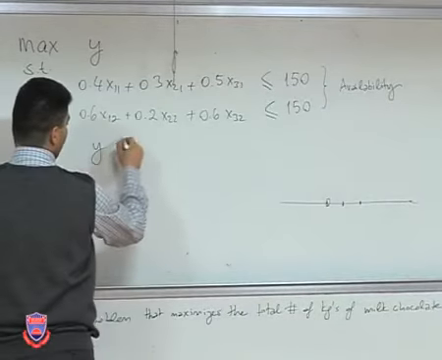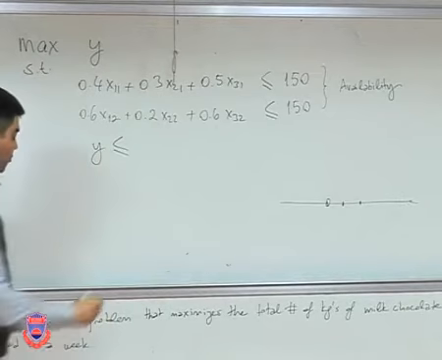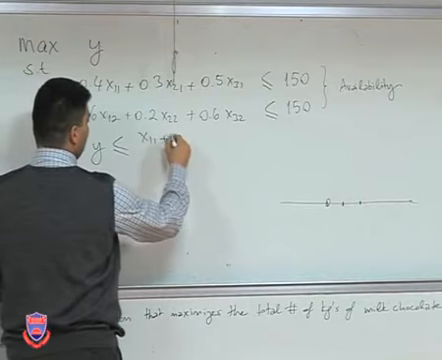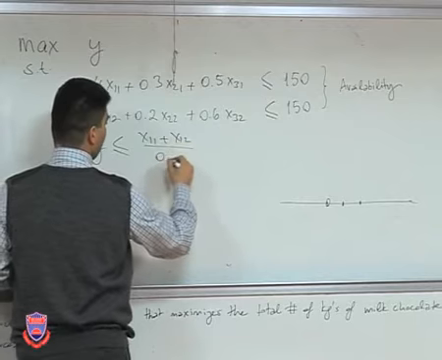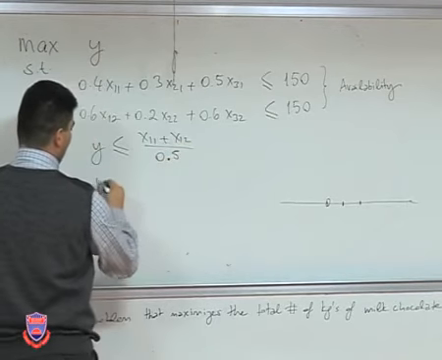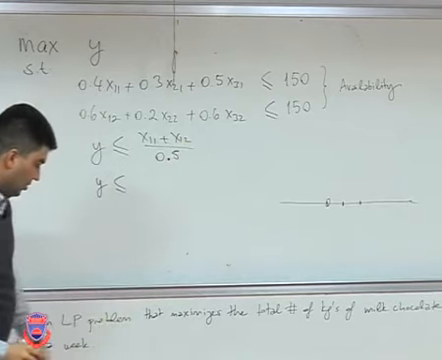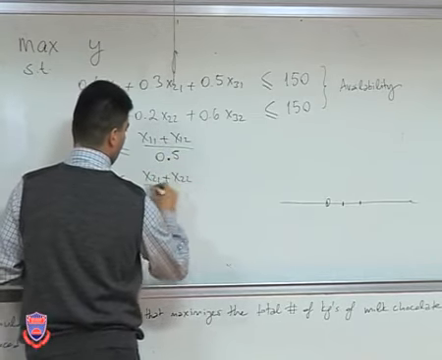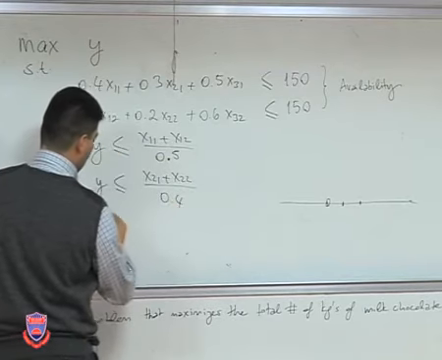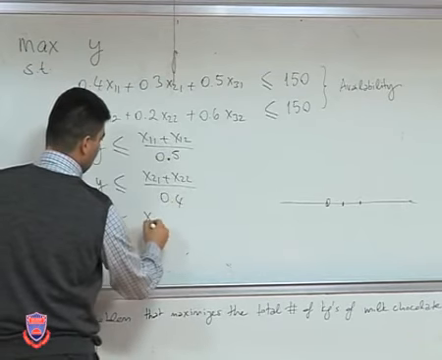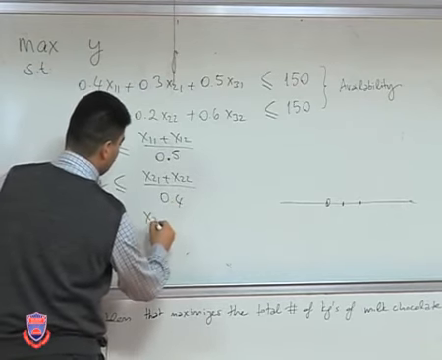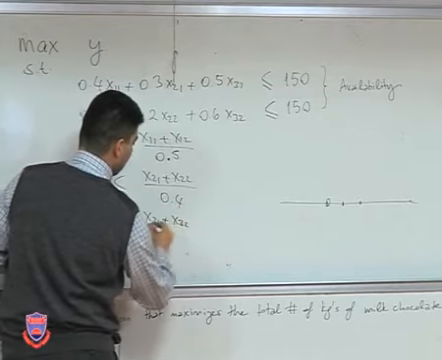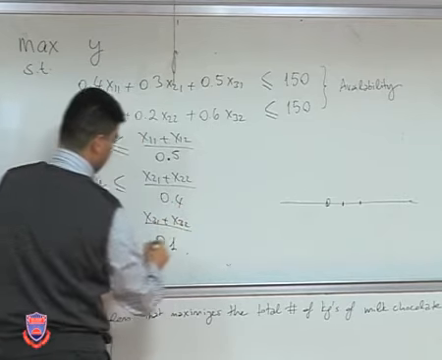So I'm going to say that y should be less than or equal to the first ratio, (x11 + x12) divided by 0.5. Then y is less than or equal to the second ratio, which is (x21 + x22) divided by 0.4. And y is less than or equal to (x31 + x32) divided by 0.1.